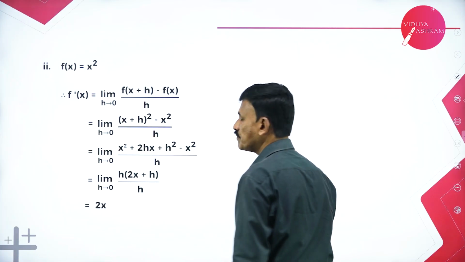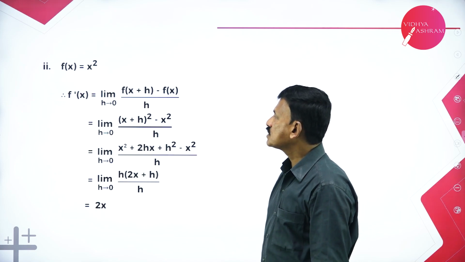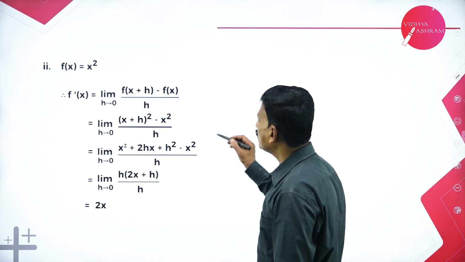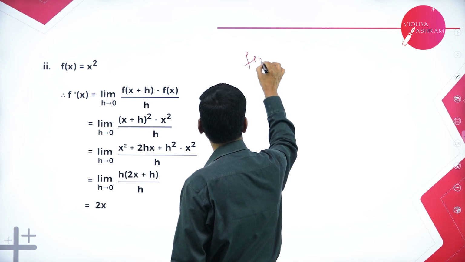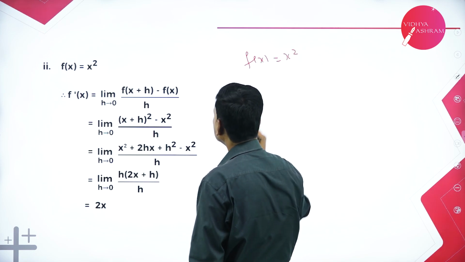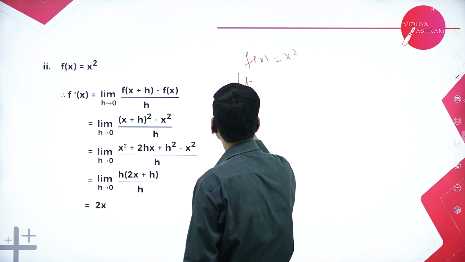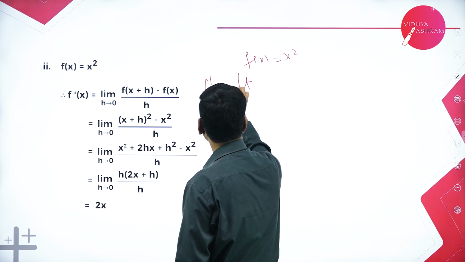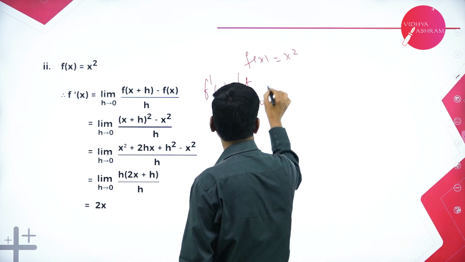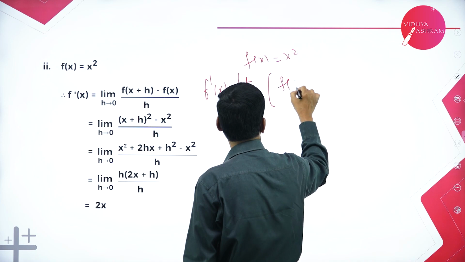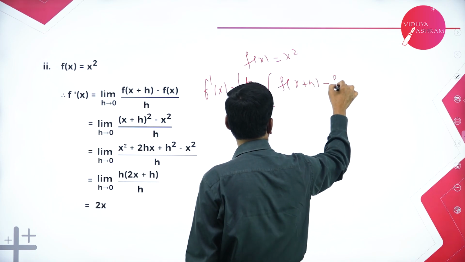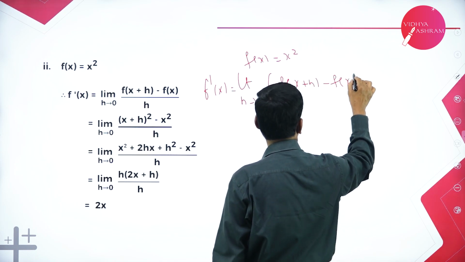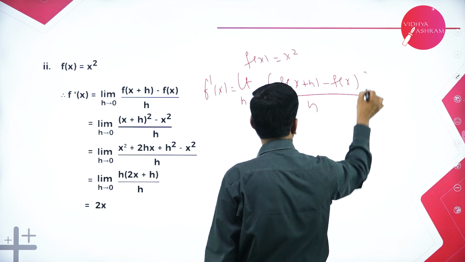Let us consider f of x is equal to x square. So what is the function given? Here given f of x is equal to x square. So according to the definition, what is the derivative? f dash of x is equal to limit h tends to 0 of f of x plus h minus f of x divided by h.